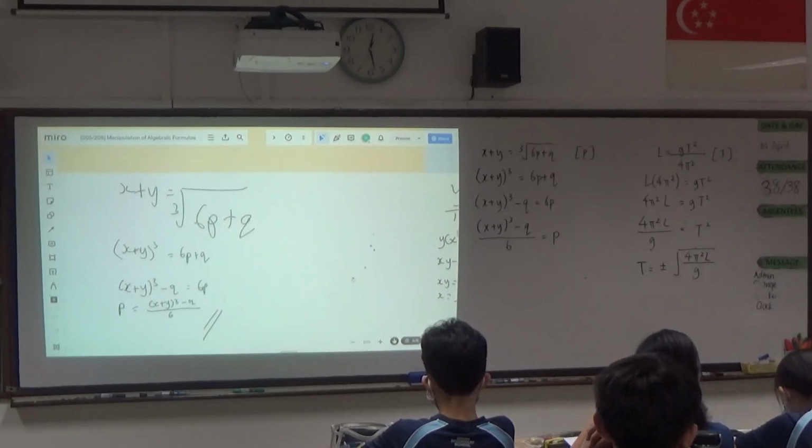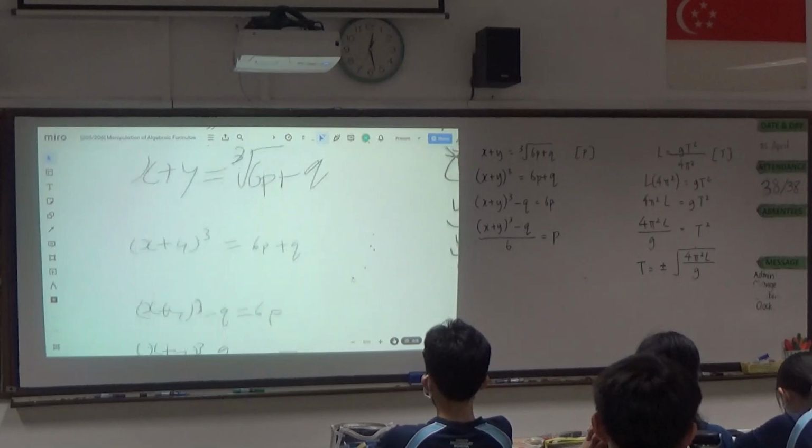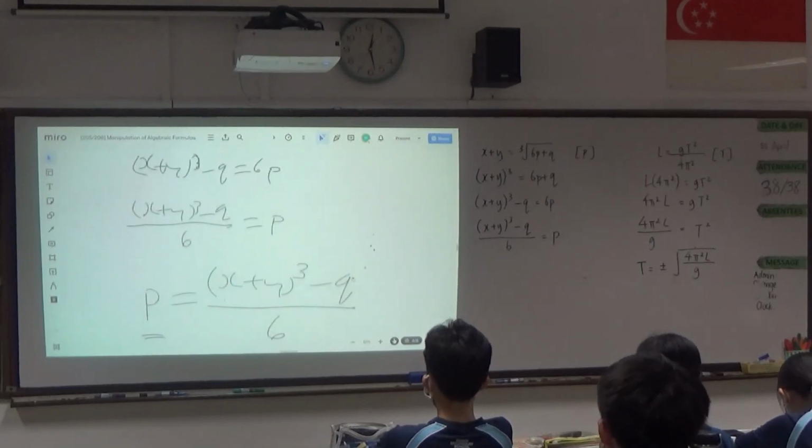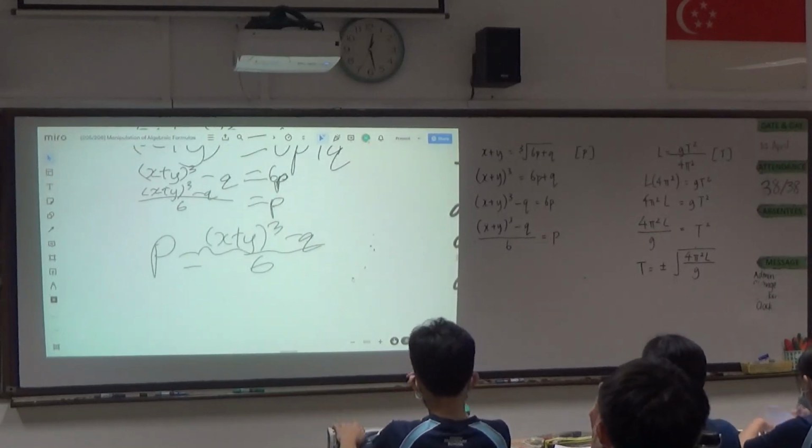Okay, so checking through the answers from all the groups. Group 1 did get it correct. Group 2 is also getting it right. And group 3 is also getting it right.